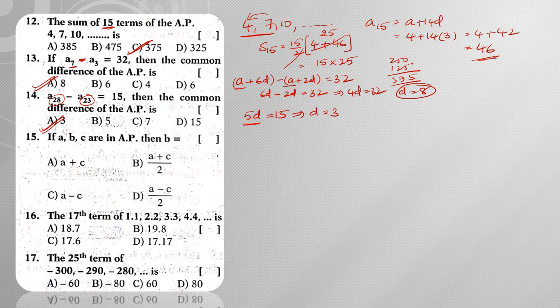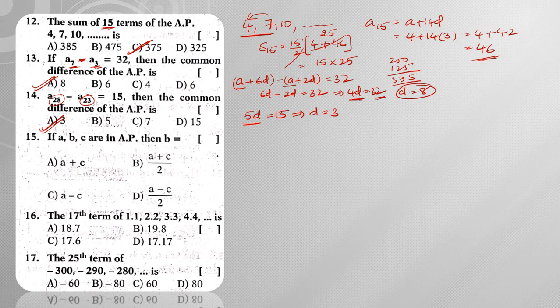Understood? Here also we can do the same thing. So 7 minus 3 is 4. So 4 times d is equal to, we can directly write. So whenever such type of questions are given, you can directly take the differences.